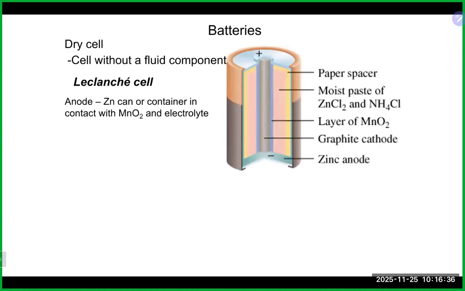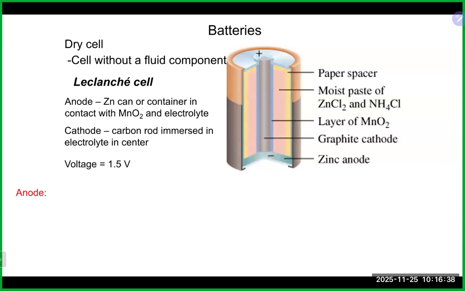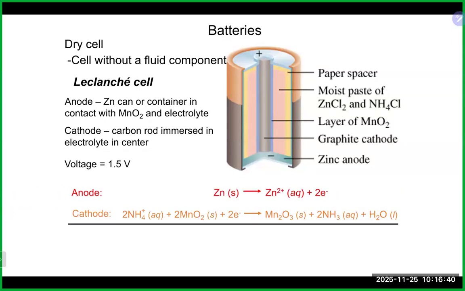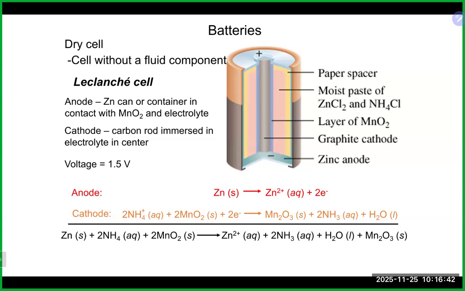So we'll take a look at this battery here. I'm gonna go with Duracell, maybe. This is sometimes referred to as a dry cell, so it's a cell without a fluid compartment. It has an anode, which is a zinc can, our container, that's in contact with MnO2 and an electrolyte, which serves almost like a salt bridge to keep everything flowing. We have a carbon rod that's in the middle there.